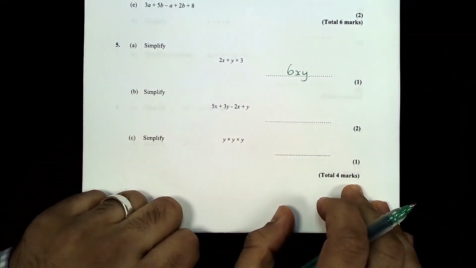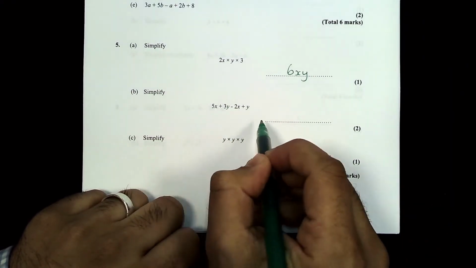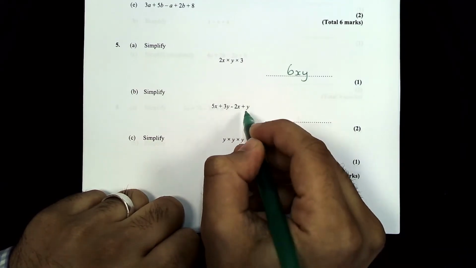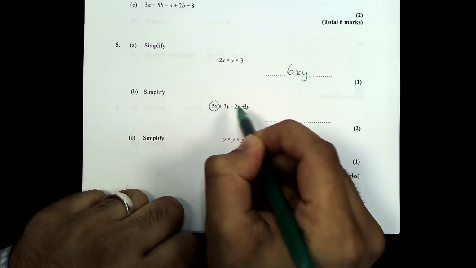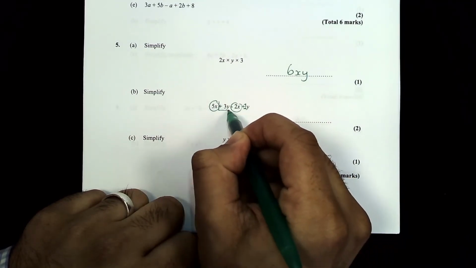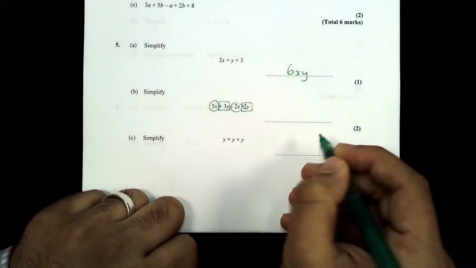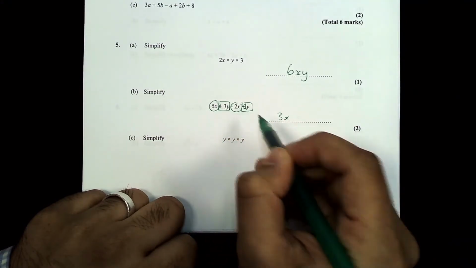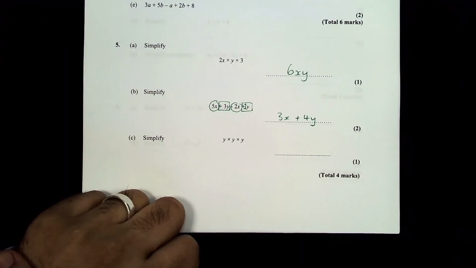Now looking at part B. 5x plus 3y, take away 2x, plus, when it's on its own, remember that's 1y. So that's a 1y. Okay? Now I'm going to put circles around the x's. And I'm going to put squares around the y's. So 5x take away 2x is 3x. 3y plus 1y is 4y. 3x plus 4y.